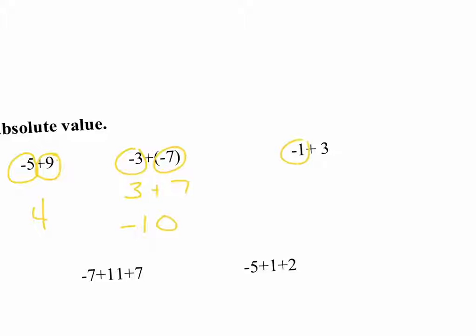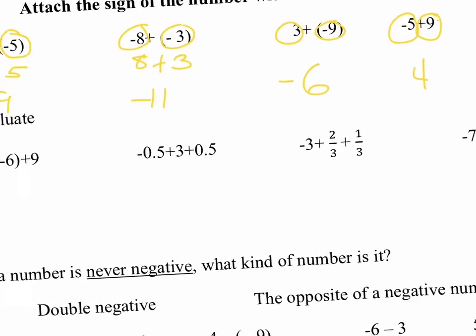Okay, this one you have -1, +3, opposite signs, you subtract them. So big number, 3 minus 1, which gives you 2, and then 3 is bigger than 1, so we keep the positive. Okay, then we move on down here.